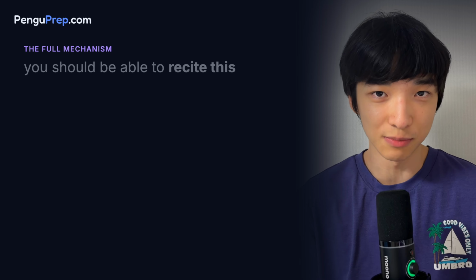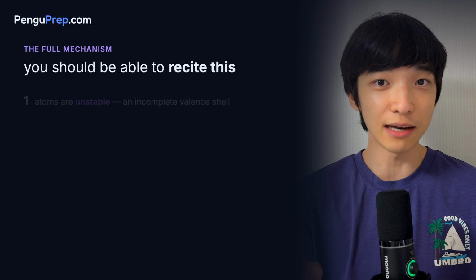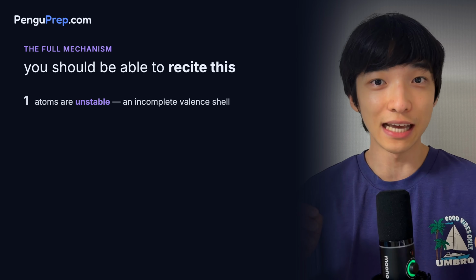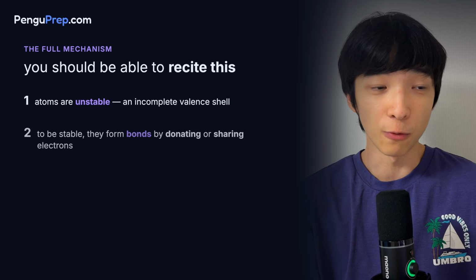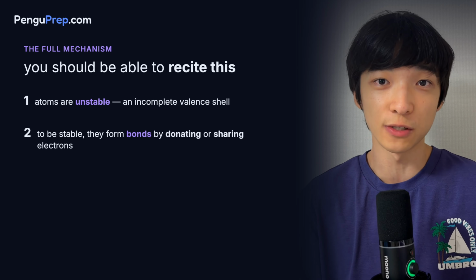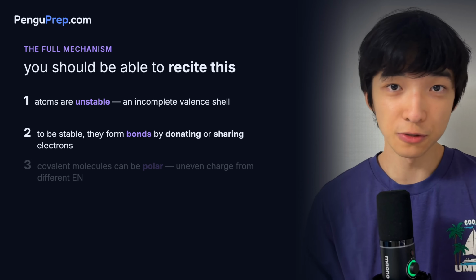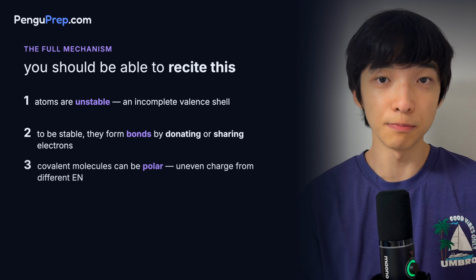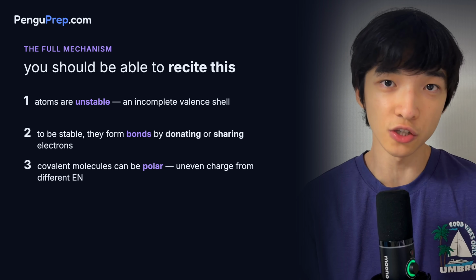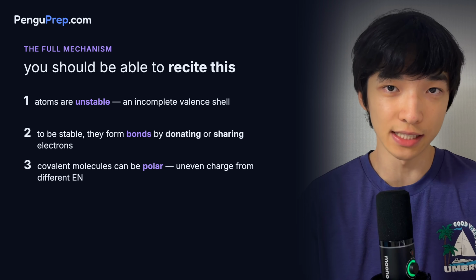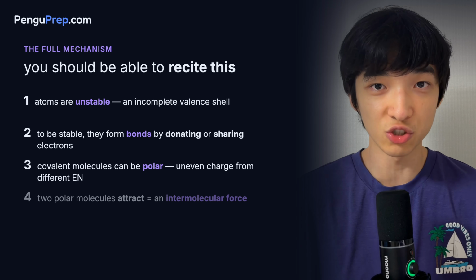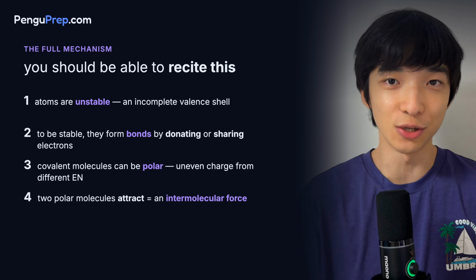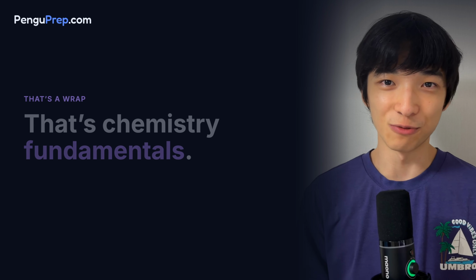Here is the full mechanism that you should be able to recite. First, atoms are inherently unstable because they have an incomplete valence shell. Second, to achieve stability, atoms form bonds and molecules by either sharing or donating electrons. Third, molecules formed from covalent bonds can be polar because of an uneven distribution in charge caused by the different electronegativities of the constituent atoms. Fourth, two polar molecules will attract each other, an idea known as intermolecular force. That's it for chemistry fundamentals.